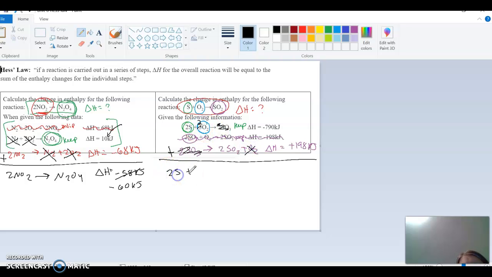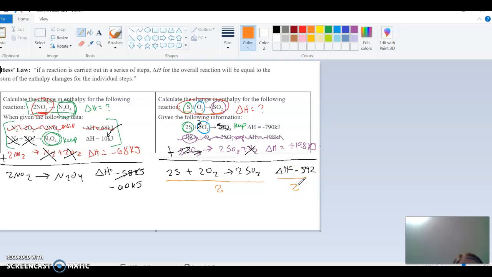So now I've got 2S plus 2 O2 makes 2 SO2. And my change in H is therefore negative 790 plus 198, negative 592. Now this isn't the final equation though, because the problem is I can see here I've got it as SO2 and SO2, and this one is double of that. So I'm going to take this and divide it by 2.